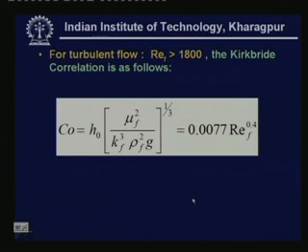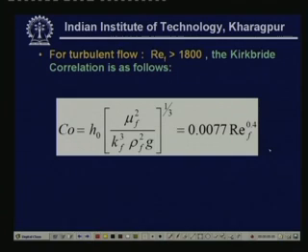Kirkbride has also suggested a correlation for turbulent flow, that means when the film Reynolds number is greater than 1800. If the film Reynolds number is greater than 1800, then the condensation number defined by this parameter is equal to 0.077 times Re_f to the power of 0.4, where h naught is the condensation heat transfer coefficient, mu f is the thermal conductivity and so on. So, if you know the film Reynolds number and the properties, then you can calculate the condensation number, and from the condensation number you can calculate the heat transfer coefficient.